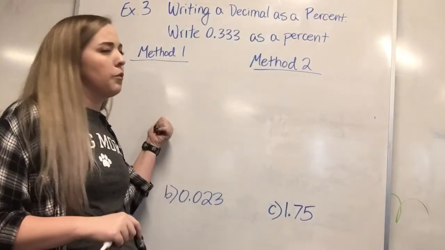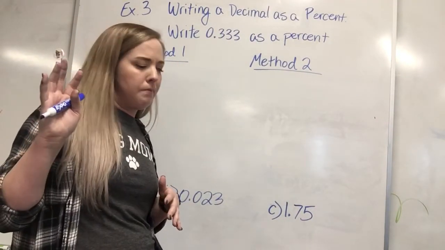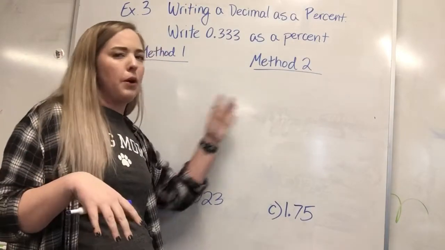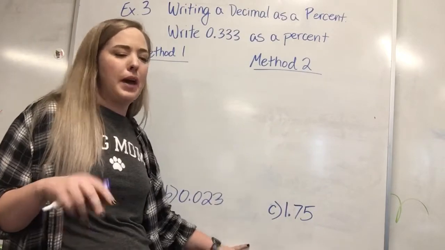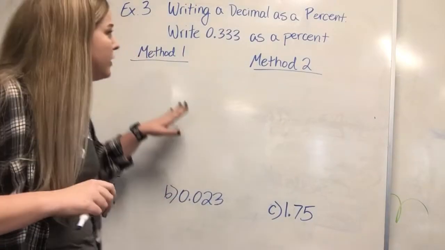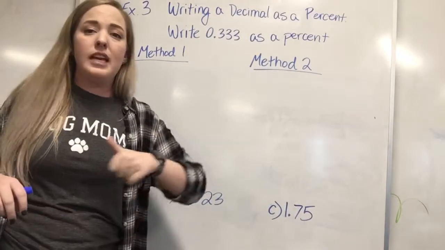So we're going to do method 1 first. There's a few more steps in method 1. Promise we'll get through them. They're not too crazy, so like I said, we're going to do both, and at the end you can pick whichever one works best for you to do the practice problem, okay? So we are going to write 0.33 as a percent, okay?